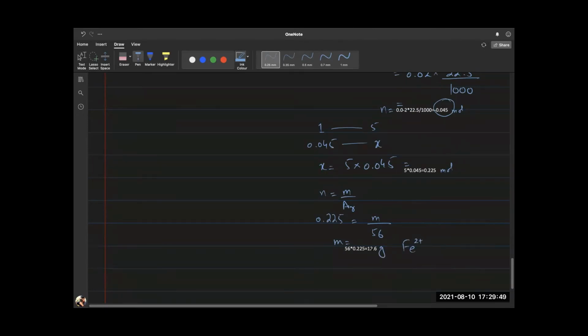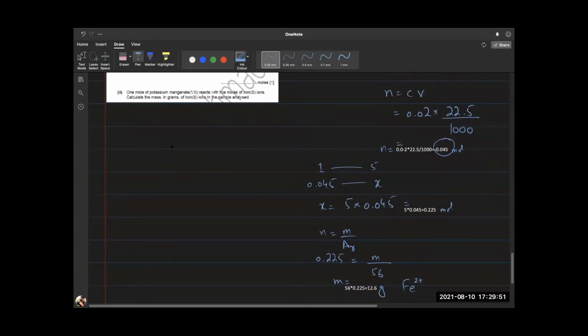So that's one method. The second method would be that I'm like, okay, I have KMnO4 on one side and I have iron 2 on the other side. I know the ratio 1 makes 5, but this is the ratio of moles. I have moles on one side, but this way I can also get mass on the other side. So 5 times AR, which is 56. So that means 1 mole makes 5 times 56 grams of this. So I will directly get mass.